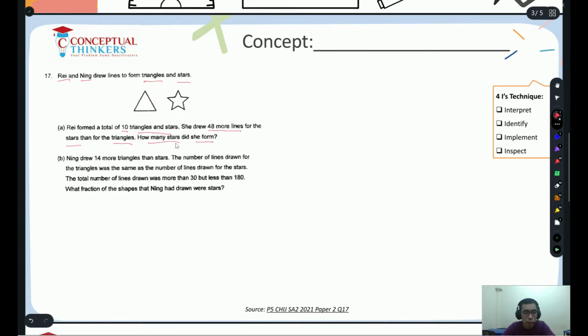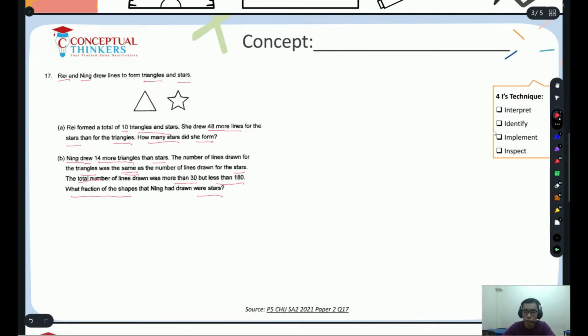Next, Ning drew 14 more triangles than stars. Now the number of lines drawn for triangles was the same. The key thing is the same number of lines drawn for the stars. So the total number of lines drawn was more than 30 but less than 180. So what fraction of the shapes that Ning had drawn were stars?